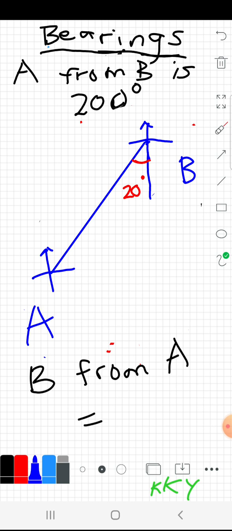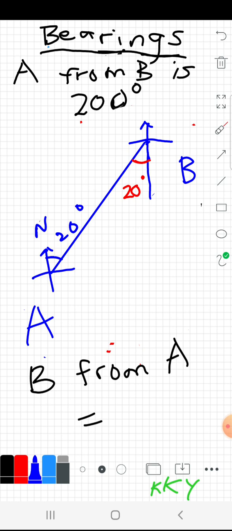I check what it is alternate to. Now there's something called alternate angles, but I'm going to show you a quick way to recognize alternate angles when you're dealing with bearing. Now this 20 degrees is between the joining line and the south. The opposite of the south is the north. So the 20 degrees is going to come between the north and the joining line. If your angle is between the south and the joining line, it gets to north and joining line because the opposite of the south is the north. So right here is my 20 degrees.